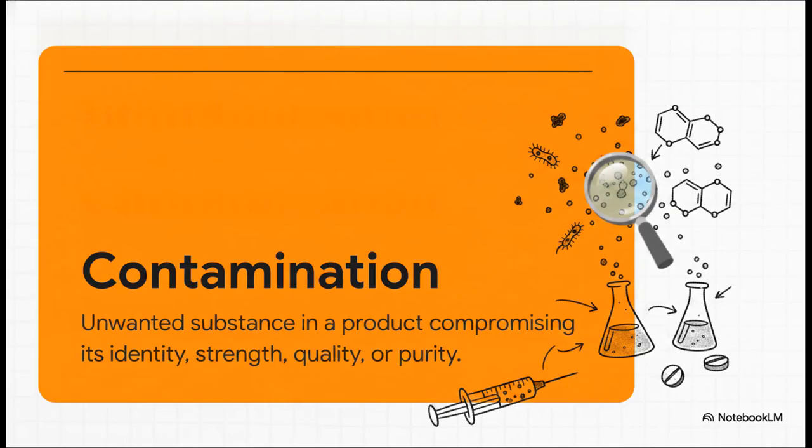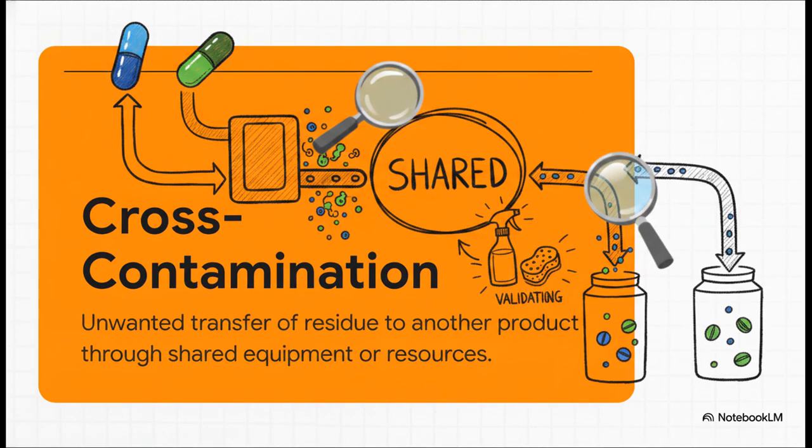Here's our baseline enemy, contamination. Basically, it's any unwanted substance or microorganism introduced into a product or process that compromises its identity, strength, quality, or purity. This is the overarching threat in pharmaceutical manufacturing. Whether it's a tiny particle of dust, a rogue bacterium, or a chemical trace, if it shouldn't be there and it alters the quality of the drug, boom, it's contamination. And it affects patient safety directly, especially when we're talking about injectables or high-potency drugs where the tolerance for error is, well, practically zero.